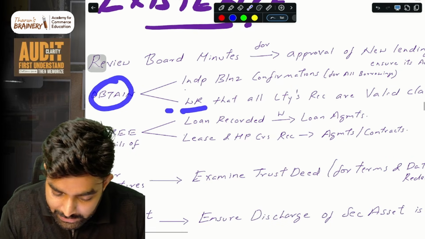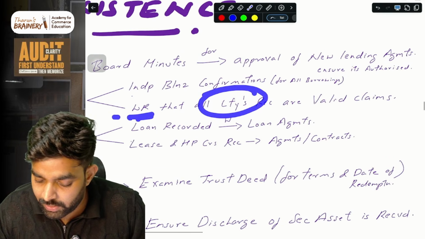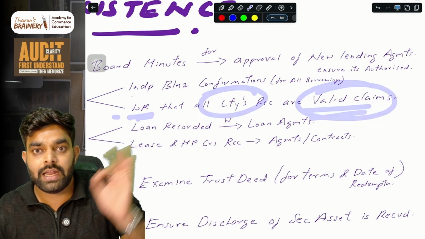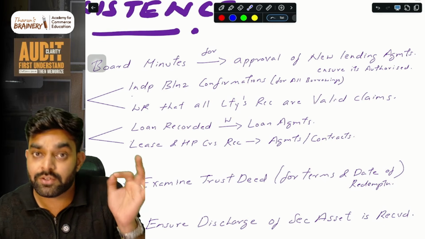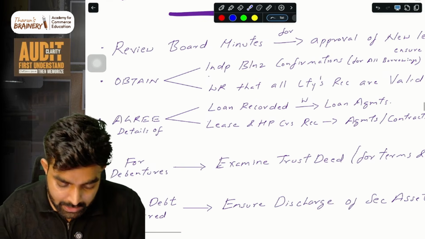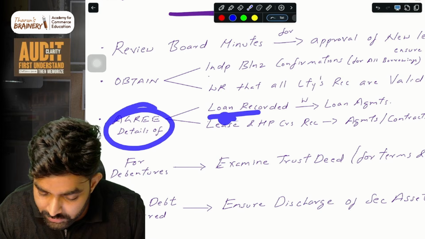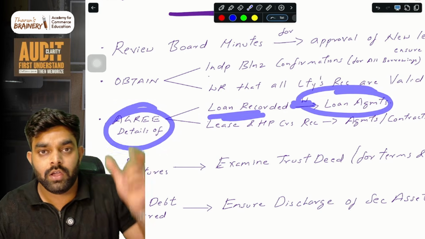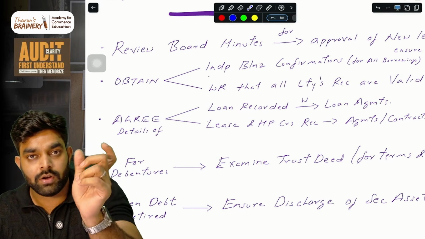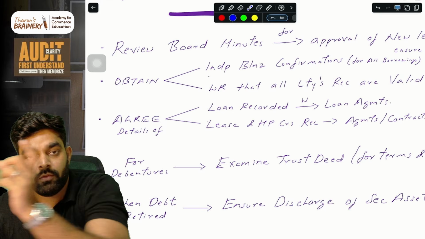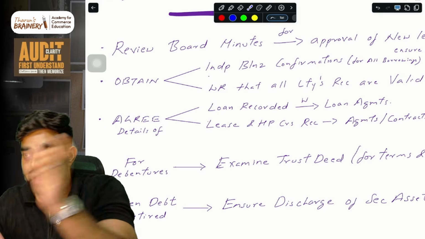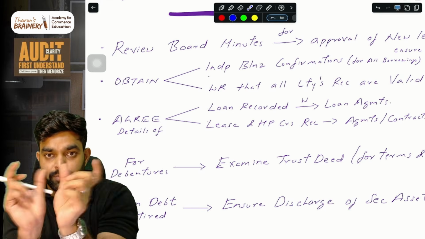Then obtain written representation that all liabilities recorded are valid claims. Whatever liability is recorded, make sure all of them are actually valid. No fake liabilities recorded. Then agree the details of loans recorded with the loan agreement. Whatever loan is recorded, the interest and all these things, make sure what is actually written in the loan agreement and what is there in the loan records are both the same.